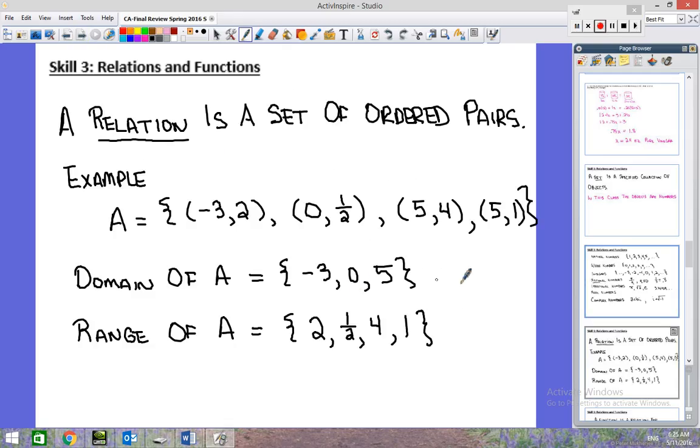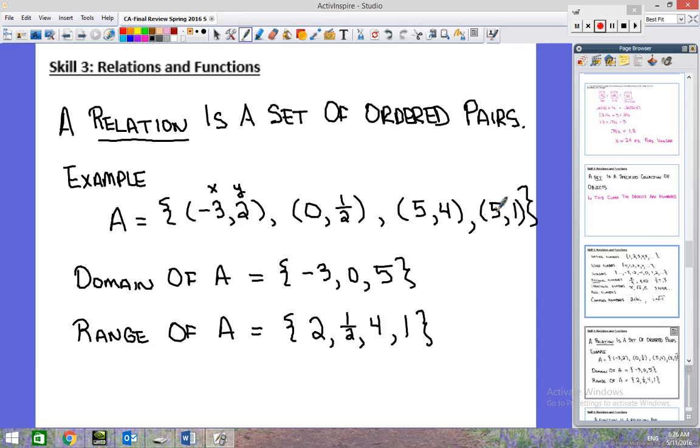We're interested in eventually getting to functions. The title of this skill set is Relations and Functions. A relation is a set of ordered pairs. So it's not just any old set of numbers. Every element in the set is a pair of numbers. And we typically refer to the first number in the pair as the x-coordinate and the second as the y-coordinate for a set of ordered pairs.